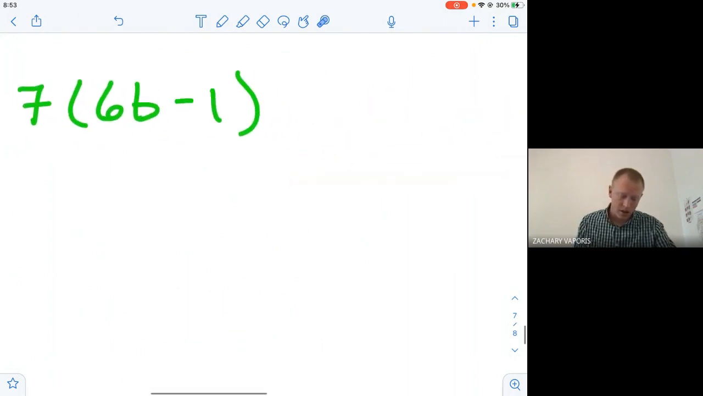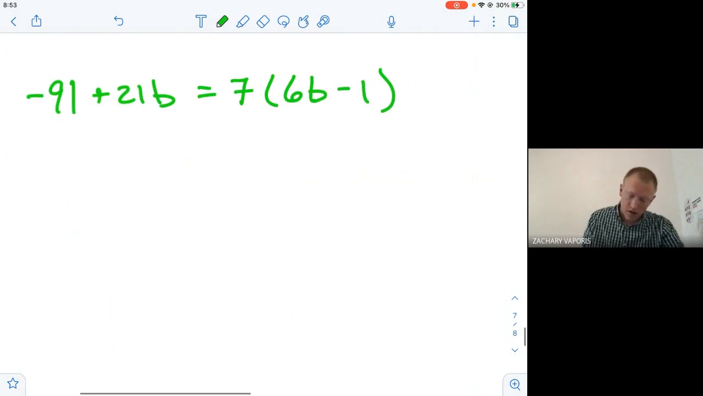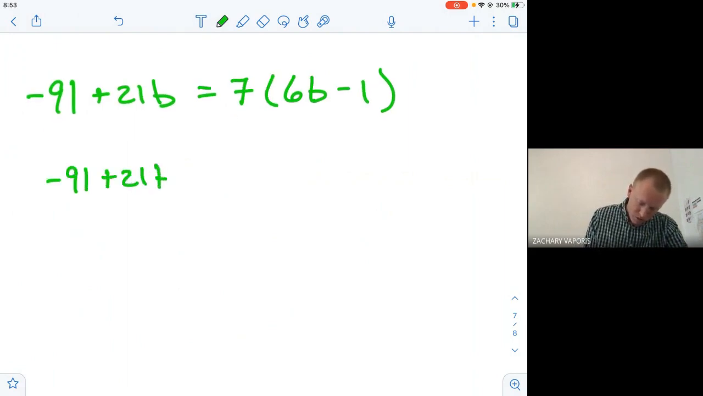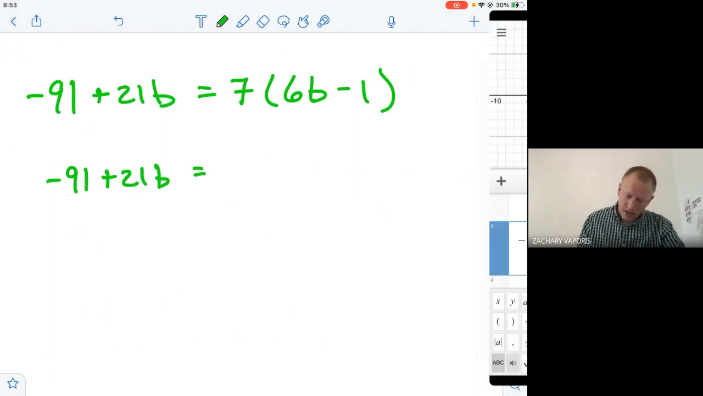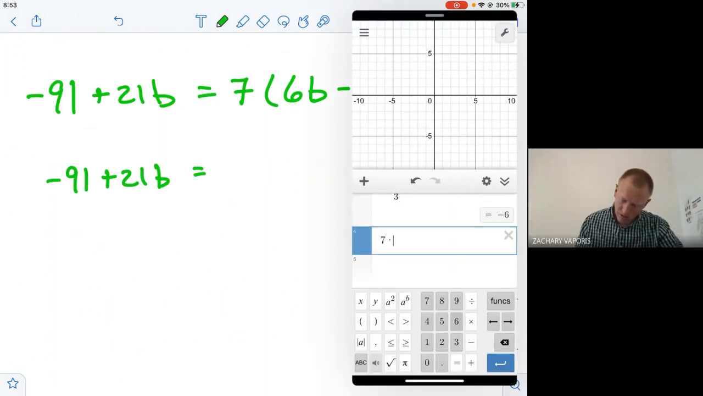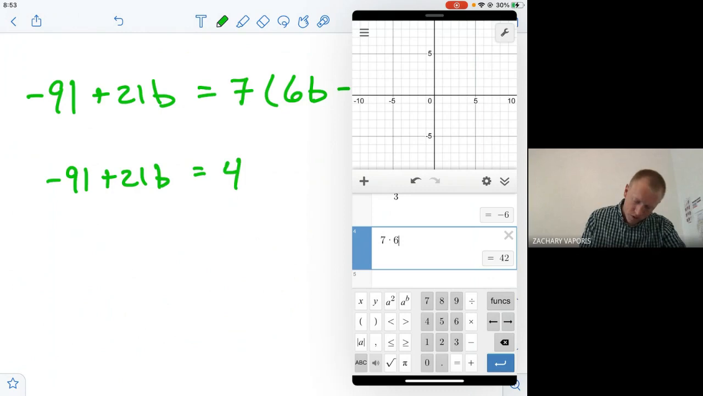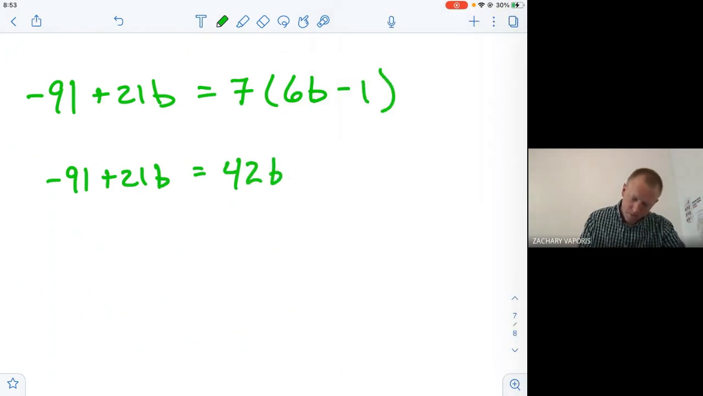Well, can we do anything to this? And the answer is yes. Yeah, we can distribute. So let's go ahead and do that. So we're not going to do anything to this left side. Negative 91 plus 21b is equal to 7 times 6. 7 times 6 is going to be 42. 42b minus 1 is minus 7, right?